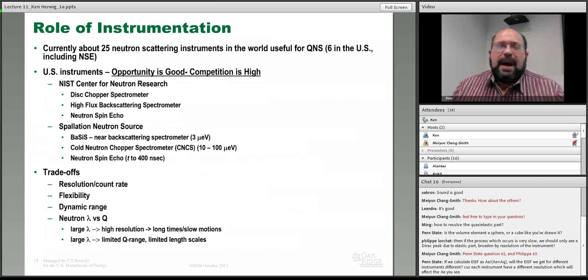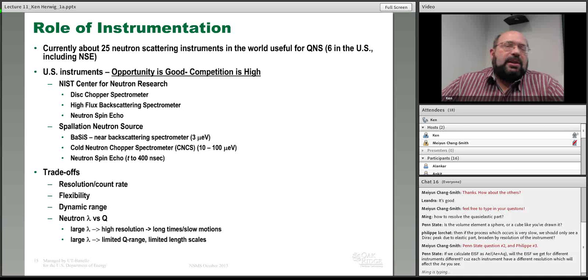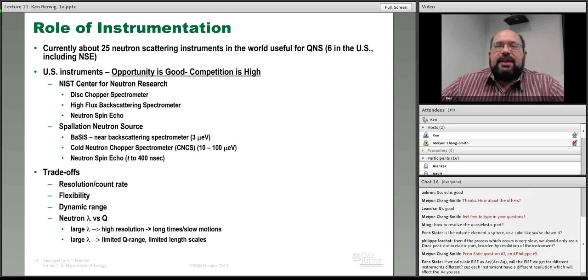All right. There are about 25 neutron scattering instruments in the world that can be used routinely for quasi-elastic scattering, and I'm including neutron spin echo as a high-resolution inelastic instrument there. There's a good number in the United States. The opportunity for doing these measurements is good. The competition for the beam time is high. NIST has a spin echo instrument and a chopper and backscattering instrument. The Spallation Neutron Source has the same. They have different characteristics, but the same types of instruments are available.